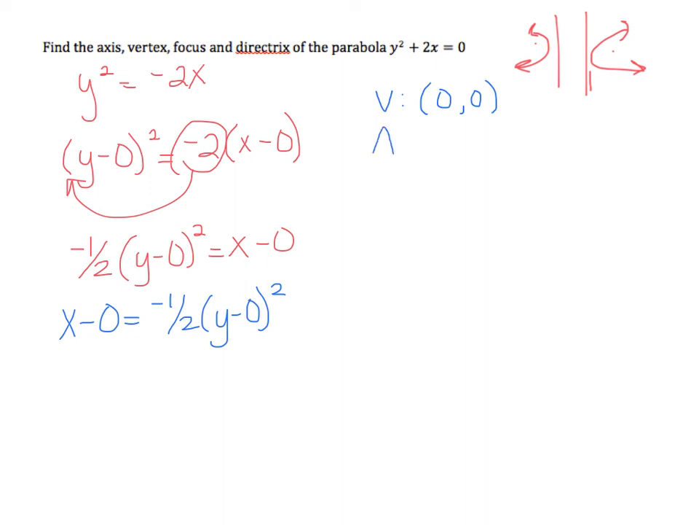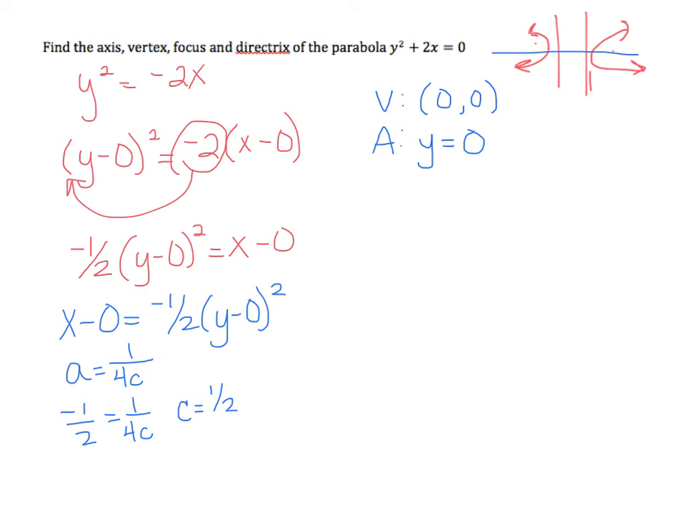I can also do the axis pretty easily because I know it's a sideways parabola. My axis will be a horizontal line, so it will be y equals 0. So now, focus and directrix. For focus and directrix, we need to know what the distance is from the vertex to each one of these components. And to find the distance, we want that c value. So we use a is equal to 1 over 4c. And here a is -1/2 is equal to 1 over 4c. So again, in this case, c is equal to 1/2.